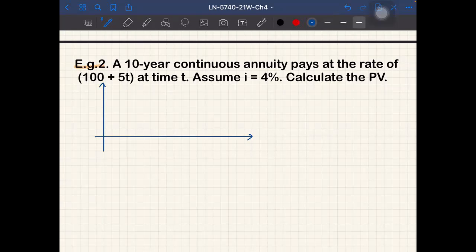So that means that at time 0, the rate is $100, but it becomes larger over time. So maybe this is too much. Actually, at t equal to 0 it is 100, but at t equal to 10, that becomes only 150. So maybe I would say like this: originally 100 here and here 150. So the payment rate changes from 100 to 150 over 10 years.